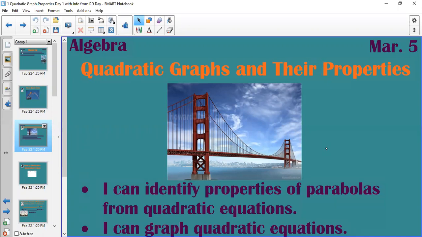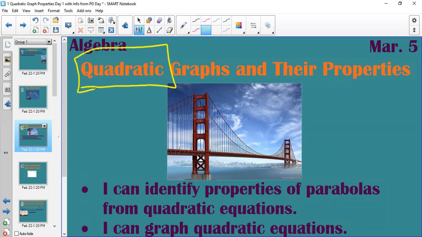Yesterday we just had our big chapter 8 test, which was on polynomials, and there was a lot of factoring involved, and overall the class did really well. We are starting chapter 9, and chapter 9 is all about quadratics. Okay, so we're going to talk about quadratics a little bit more. Hopefully you guys remember what a quadratic was from chapter 8, but if not, we'll go back over it.